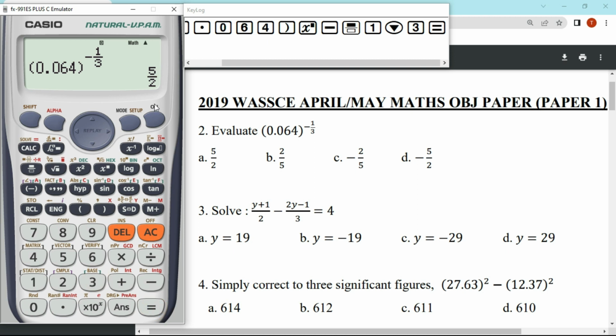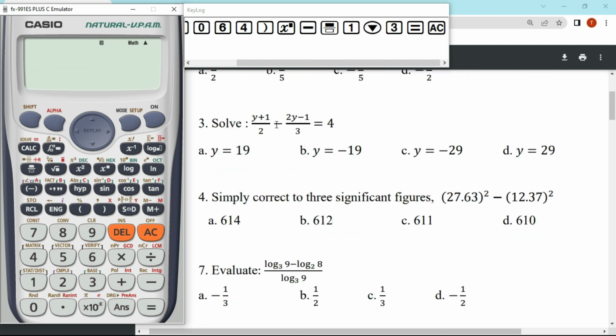When I press equal to, the answer came straightforward. We have what? 5 over 2. So in this case, my answer is A. Now let's go to question 3.